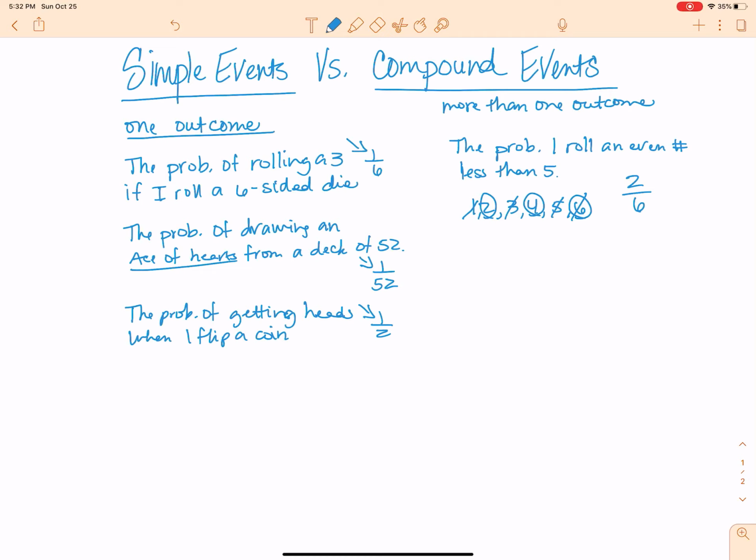Again, more than one outcome is possible. I could roll a 2, or I could roll a 4. The reason I'm not saying roll a 2 and a 4 is because I can't roll both of them at the same time. So the probability I roll a 2 is 1 out of 6, or the probability I roll a 4 is 1 out of 6. Or implies addition. So that's how I get the probability of 2 over 6.